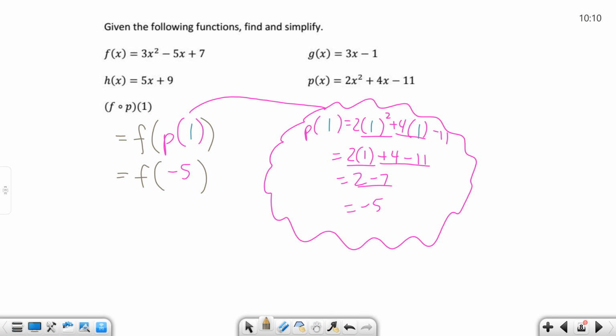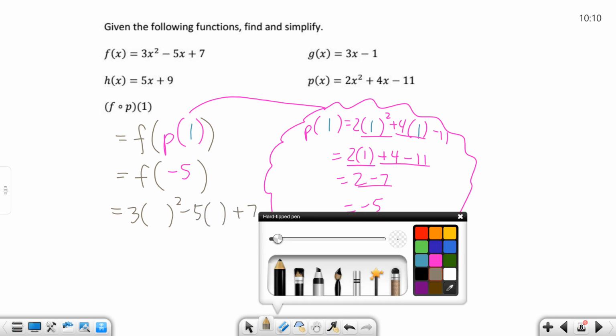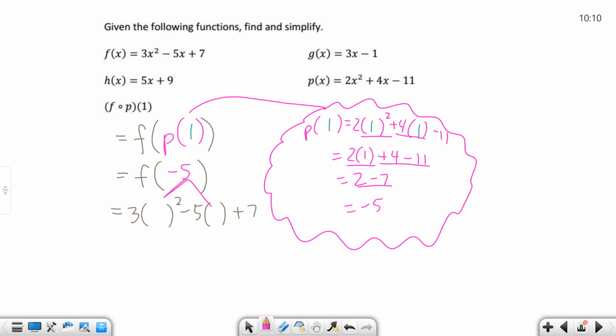All right. So that means I'm going to take negative 5, the value I got when I found p of 1, and plug that in, or evaluate f at that value. So my rule for f now is this one, right? 3 times something squared minus 5 times something plus 7. What is my something? My something is minus 5. That's what goes in both those places, right? You're evaluating the function there. So you've got to do negative 5 squared, and there's no right way to do this except using parentheses.